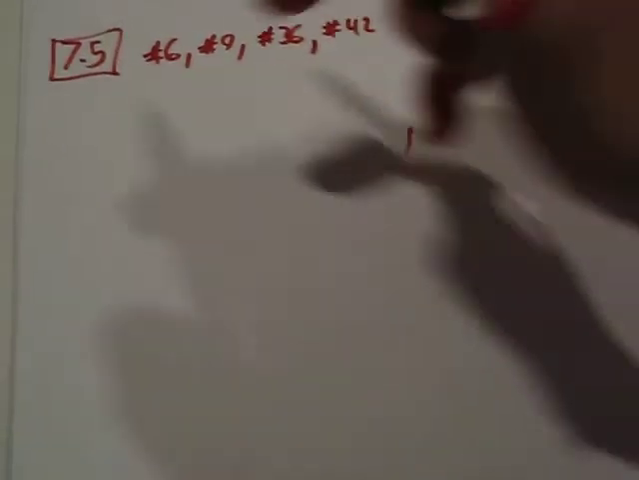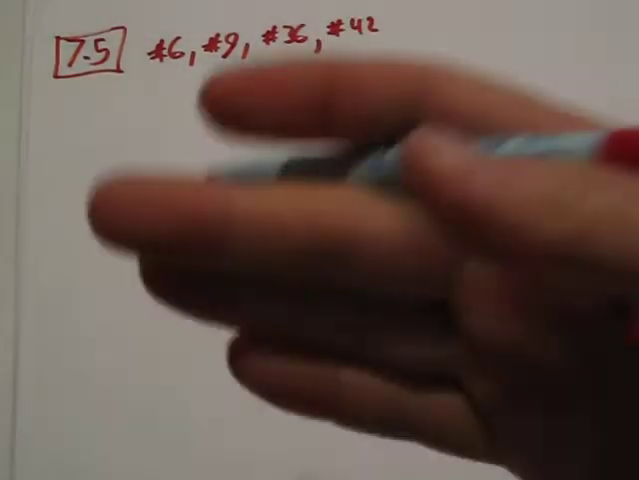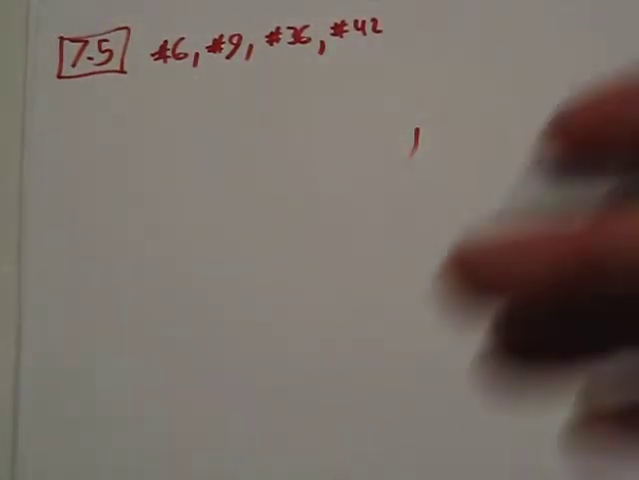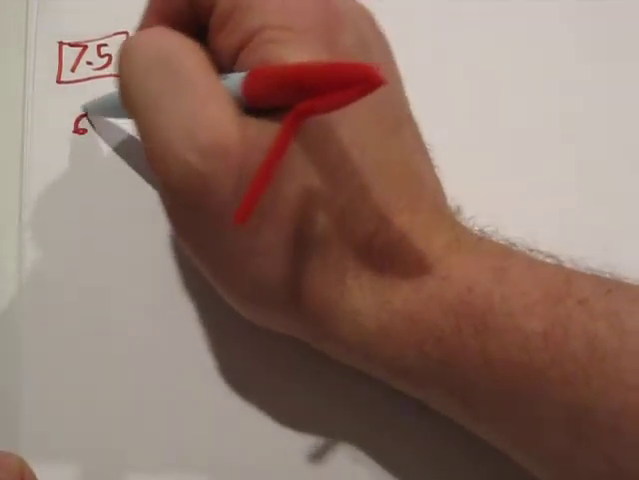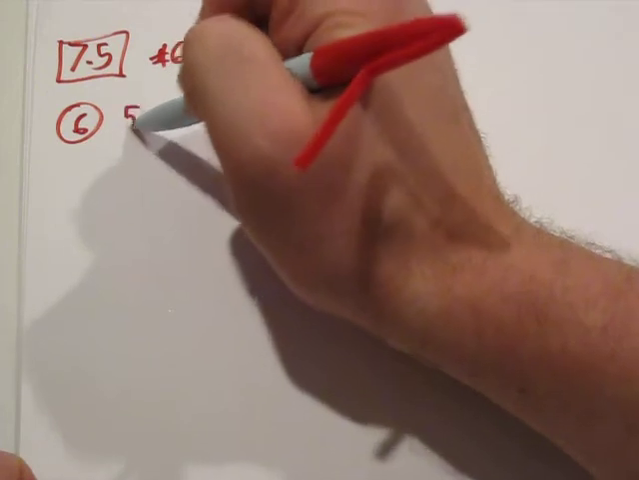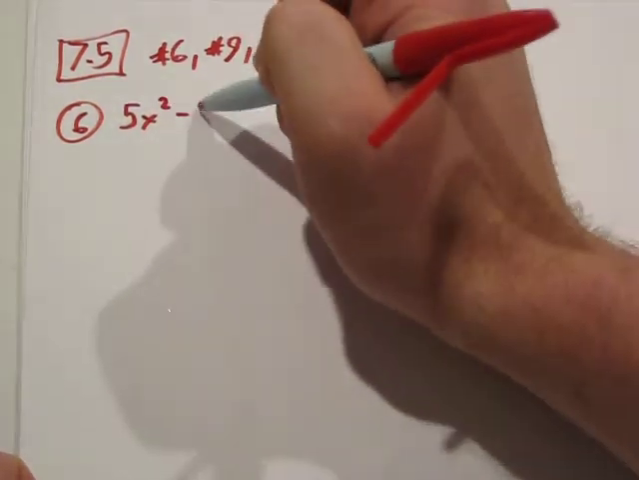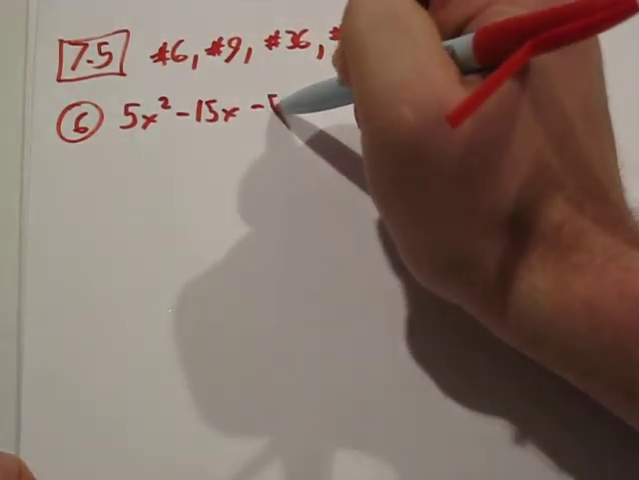All the different types of factoring that you've learned, and they're not actually set up in sections, so it just means that you have to go through all the different rules that we've had before in factoring. So let's look at problem number 6. It's 5x squared minus 15x minus 50.